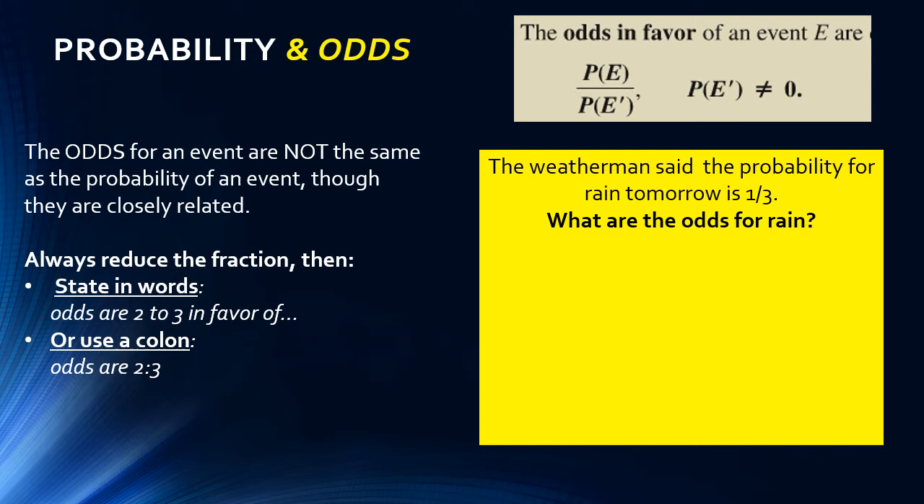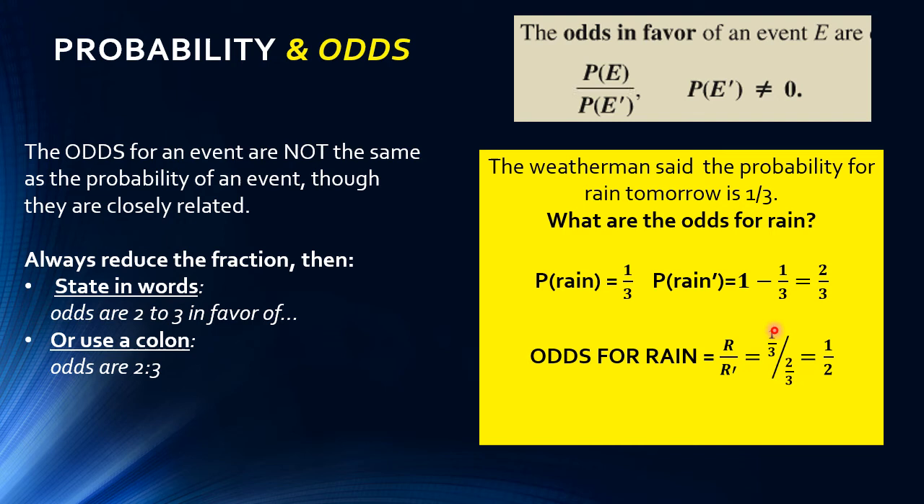The weatherman said the probability for rain tomorrow is 1/3. What are the odds for rain? So the probability for rain goes in the numerator, 1/3. Its complement, that it won't rain, goes in the denominator. If 1/3 is the probability it will rain, 1 minus 1/3 is its complement, so we get 2/3. Now we simply make a fraction, 1/3 divided by 2/3. With these complex fractions, remember 1/3 divided by 2/3 is the same as 1/3 times the reciprocal, and this gives us 1/2.